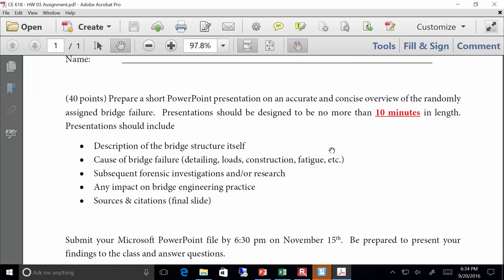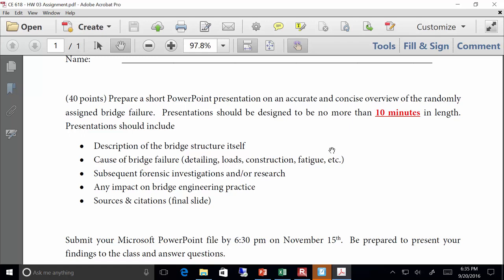So the presentation should include a description of the bridge itself. Tell us what you're presenting on. Tell us what happened. What was the cause of the bridge failure? Were there any investigations, any research on the topic, anything that was learned about the particular event? Was there any impact on bridge engineering practice? Did we learn from this particular bridge failure and change the way that we design bridges in the future? And make sure your final slide has sources and citations.